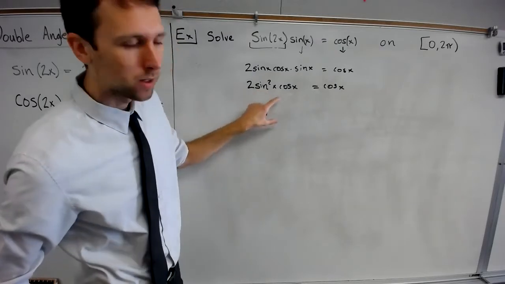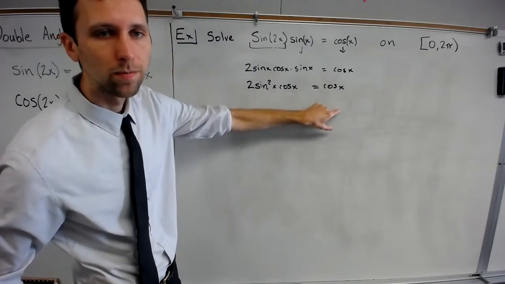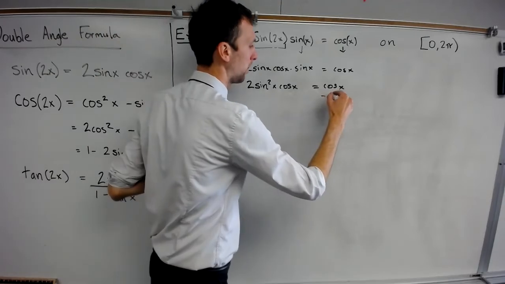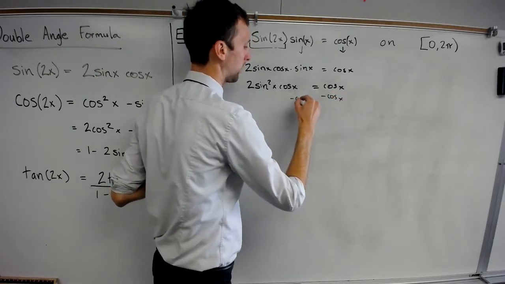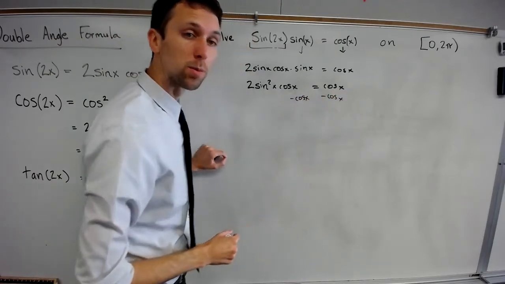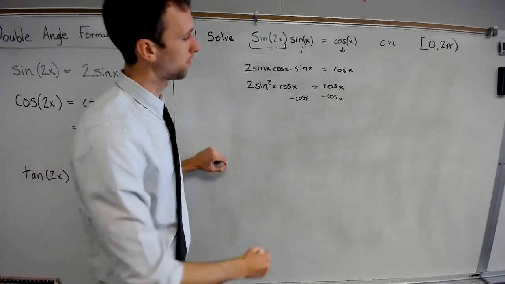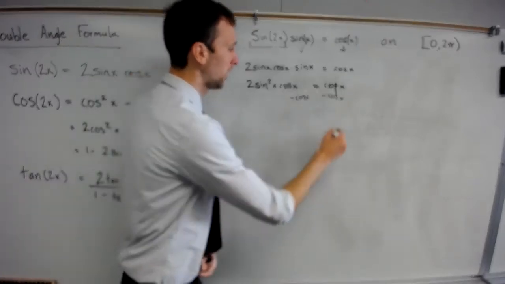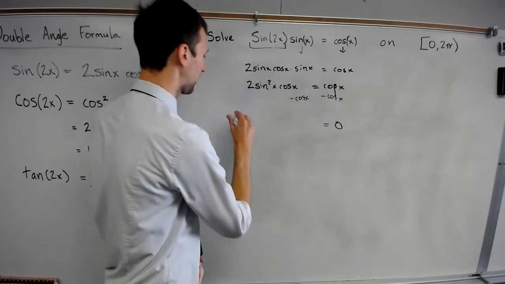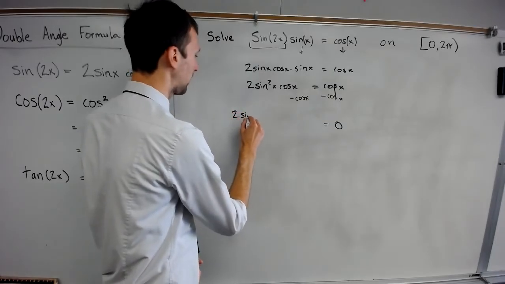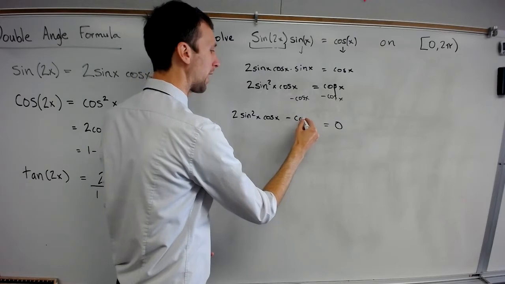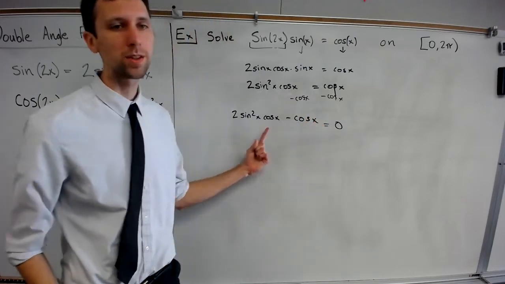And then what we have to do is get this side equal to 0. Can't divide by cosine, so let's get it equal to 0. The only way to do that is by subtracting cosine x from both sides. That's going to make the right-hand side equal to 0. Not allowed to divide by cosine of x, but we can subtract it to the other side. And these are not like terms, so I'm just going to write them side by side.